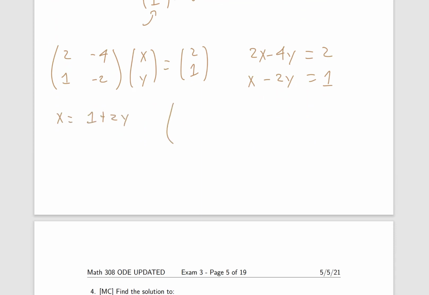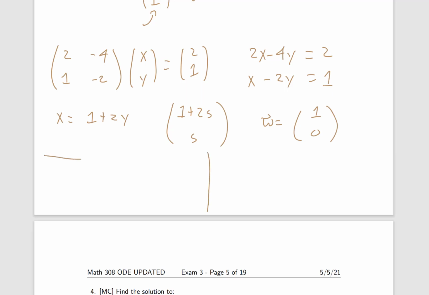So any vector where the top entry is 1 plus 2 times the bottom entry, so something like this, just to be a little explicit, any vector of this form, except for the 0 vector, is going to be a generalized eigenvector. I'm going to take s equal to 0, and we get 1, 0. So this is a generalized eigenvector.